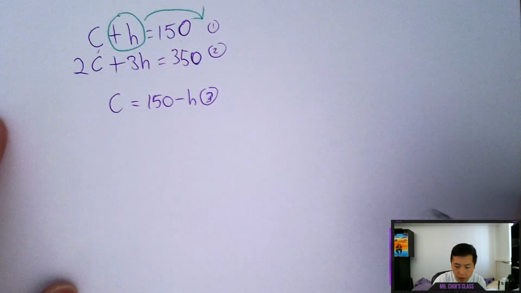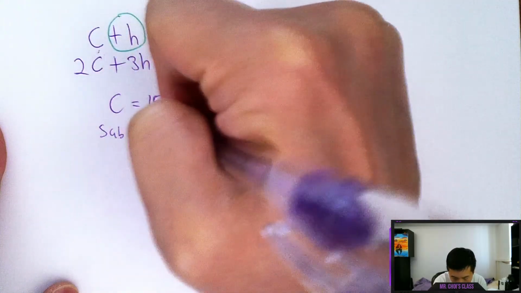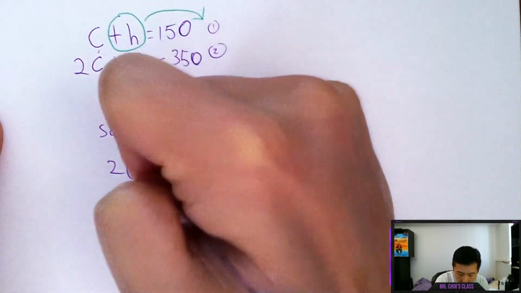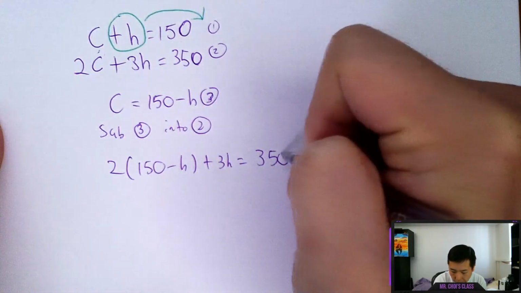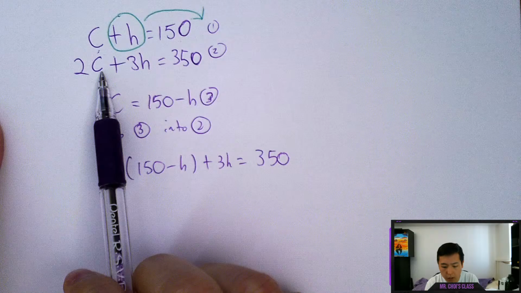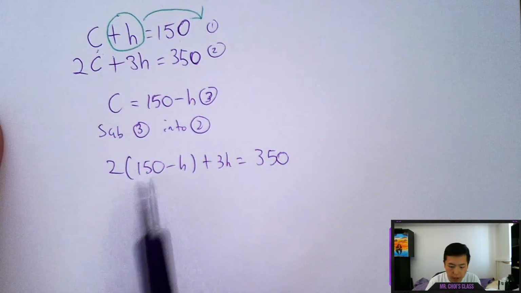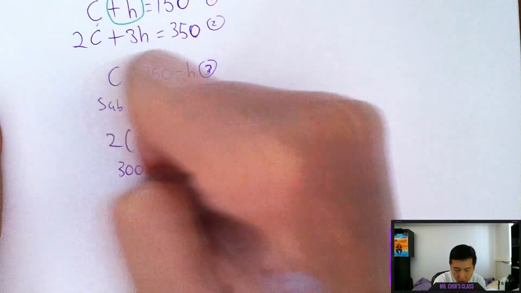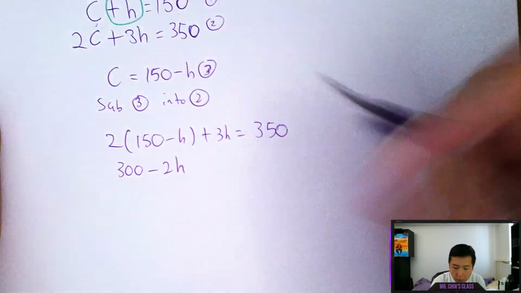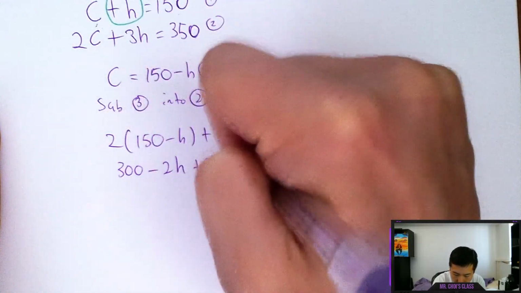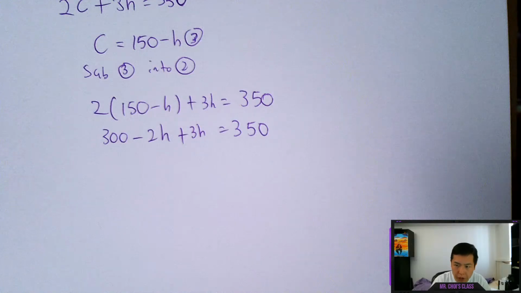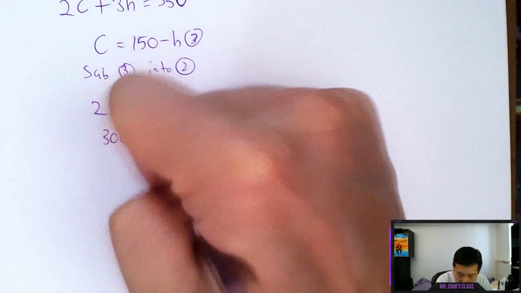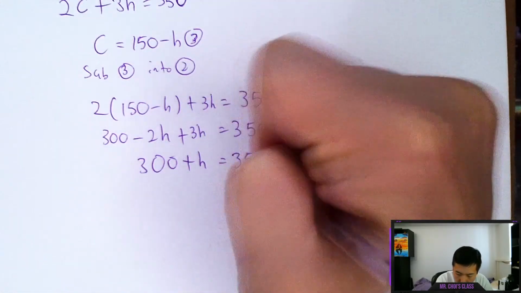So there we have it. When we substitute it into 2, so we're going to sub 3 into 2, we're going to get 2 bracket 150 minus H plus 3H equals 350. So once again, we're replacing the C with the 150 minus H right here. 2 times 150 is 300. 2 times negative H is negative 2H plus 3H, and that equals 350. So 300 minus 2H plus 3H equals 350. When we solve that out, we get 300 plus H equals 350.